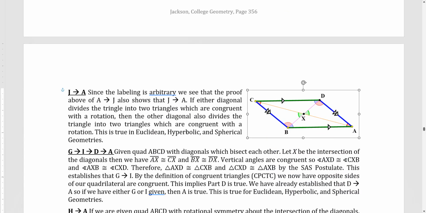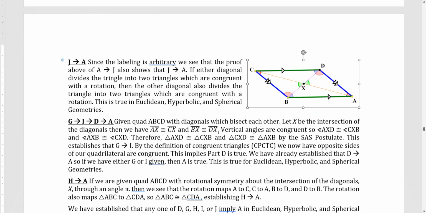Since the labeling is arbitrary, we see that the proof of A implies J also shows that J implies A. If either diagonal divides the quadrilateral into two triangles which are congruent with a rotation, then the other diagonal also divides the quadrilateral into two triangles which are congruent with the rotation. And that's true in Euclidean, hyperbolic, and spherical. All right, now how about this one?